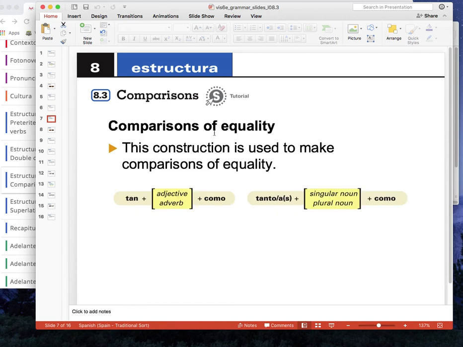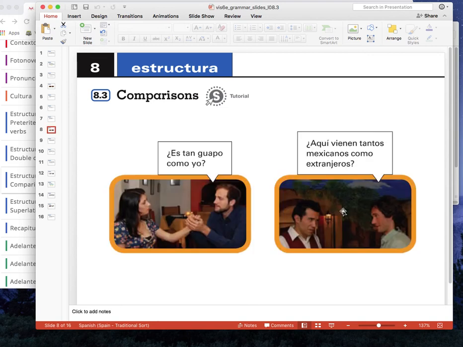So now with comparisons of equality, these are the structures we use for equality. So we have tan plus an adjective or an adverb plus como. Or we have tanto, tantos, tanta, tantas. This is an adjective. We'll get into that soon. Plus the singular noun or the plural noun plus como. All right, so if it's a singular noun, it'll be tanto or tanta, depending on its gender. If it's a plural noun, it'll be tantos or tantas, again, depending on its gender.